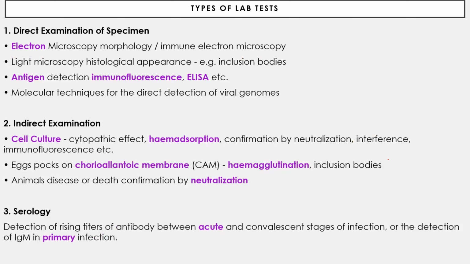Now let's talk about the direct examination of specimen. For direct examination of specimen, you would use your EM microscopy and also immune electron microscopy. Then you could also use light microscopy, looking for histological abnormalities, such as your inclusion bodies. Then antigen detection using immunofluorescence, ELISA. Molecular techniques for the direct detection of viral genomes. Then we have your indirect examination. We have your cell culture, cytopathic effect, hemadsorption, confirmation by neutralization, interference, immunofluorescence. Egg pox on chorioallantoic membrane or your CAM, capable of producing hemagglutination and inclusion bodies. Animal disease or death, confirmation by neutralization.